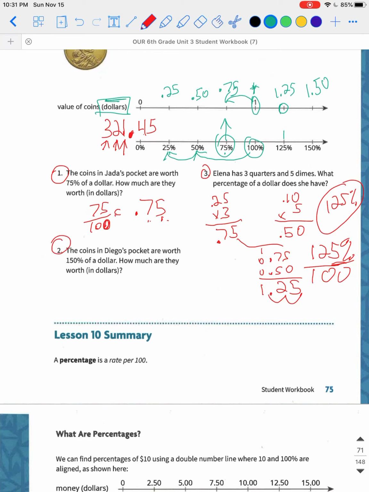All right, let's look at number 2. The coins in Diego's pocket are worth 150% of a dollar. How much are they worth in dollars? Well, I know that 125% is $1.25. You might be able to quickly reason that the 150 is $1.50. Because 100% of a dollar is $1, right? And then we'd have 50% left, which is 50 cents. So it is worth $1.50.